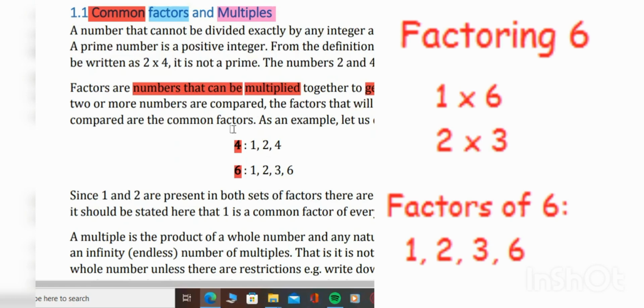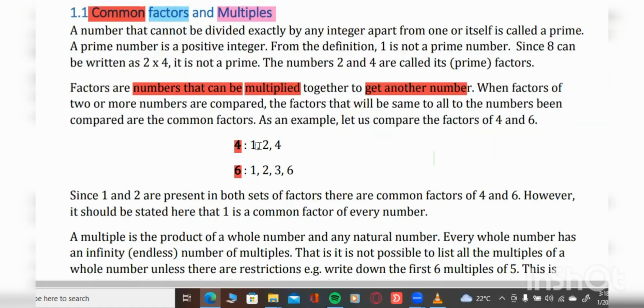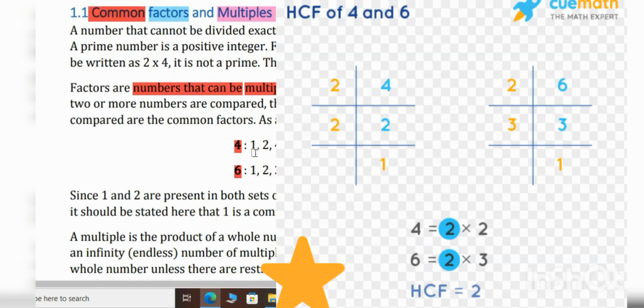Now, when we compare these two, the numbers that are found both in the factors of 4 and the factors of 6 are the ones that we call the common factors. So when you are asked for the highest common factor, you go for the biggest factor that you found. In this case, we had 1 and 2 as the common factors, and the highest common factor is 2.